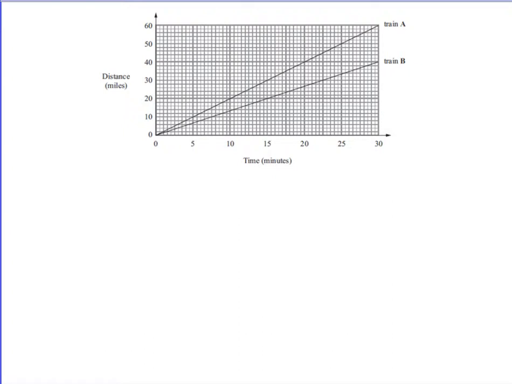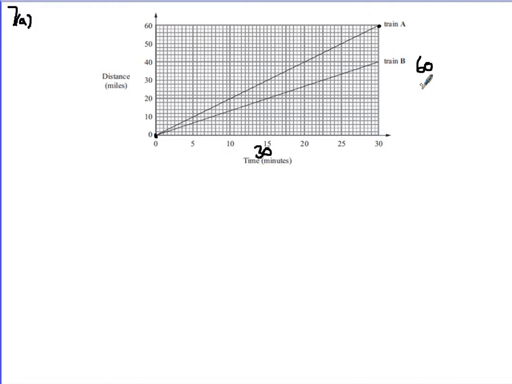So we've got the graph that shows the distance travelled by 2 trains. Work out the gradient for train A. So personally what I do here is I take values that are nice and easy to see, so the bottom value here and the top value here, and then you see the difference over time. So you've got 30 minutes there, and going upwards it's gone 60 miles.